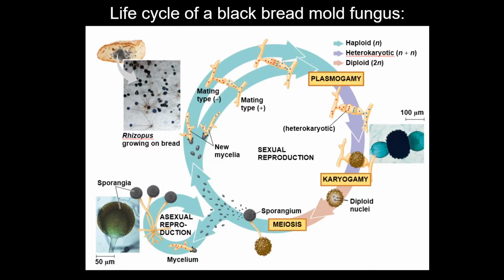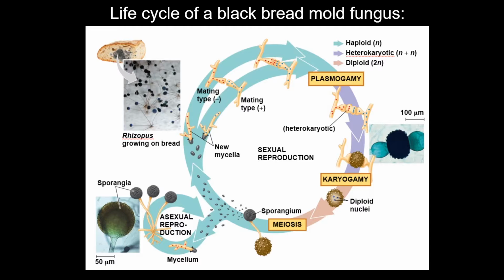A lot like mosses and ferns we discussed in previous videos, fungi have something called an alternation of generations to their cycle. The mycelia that we have seen are a haploid stage of their life cycle. When hyphae of two separate individuals fuse together, we refer to this as plasmogamy. Plasmogamy is the fusion of the plasma membranes and not the genetic material of the different hyphae.